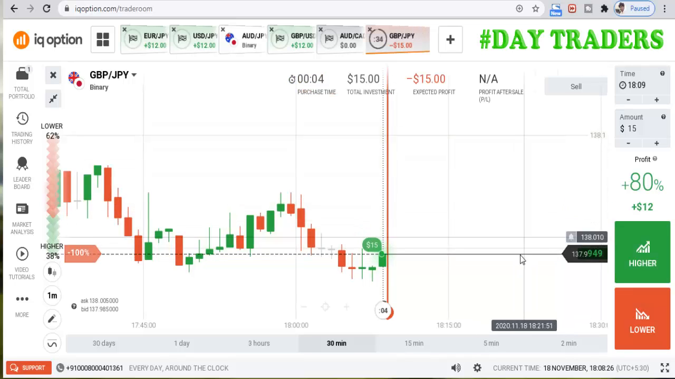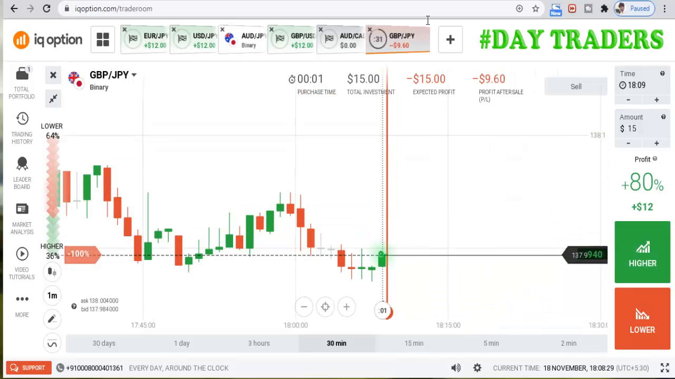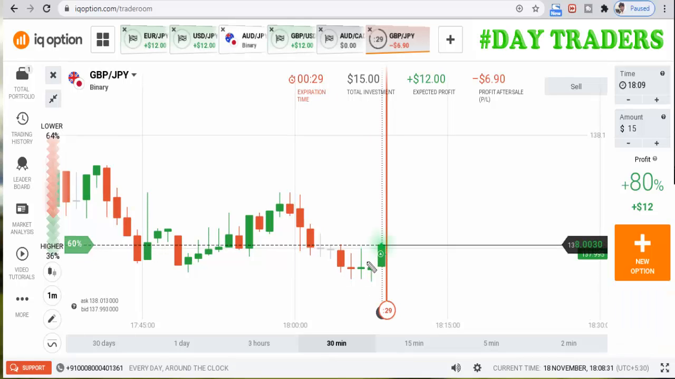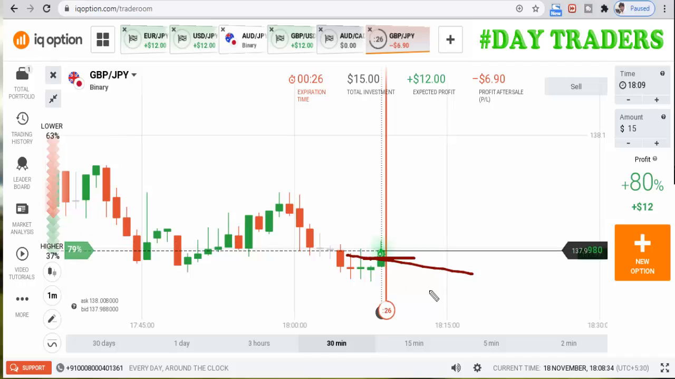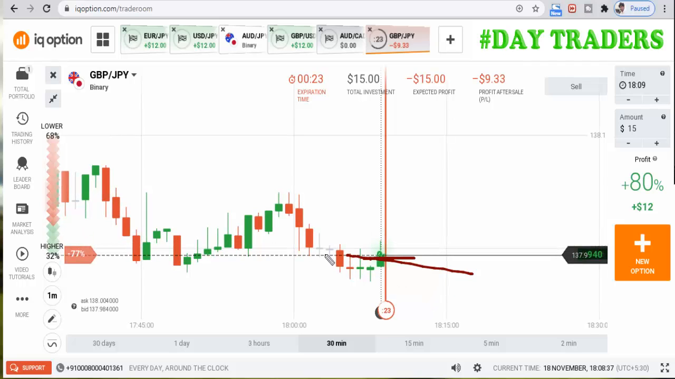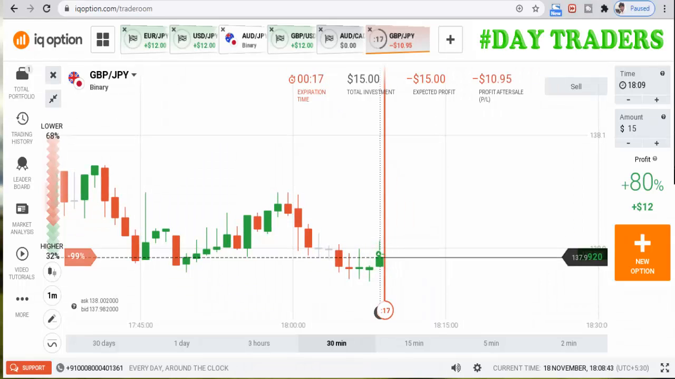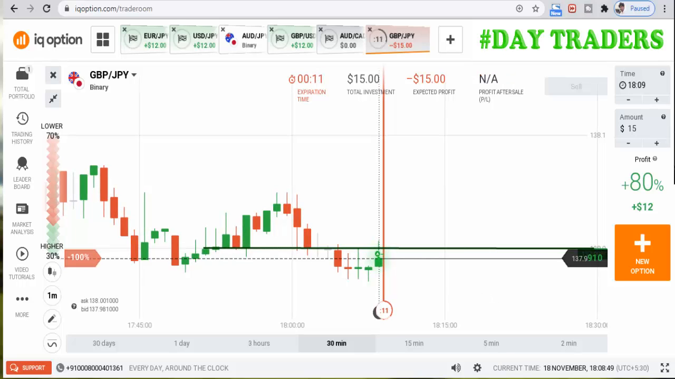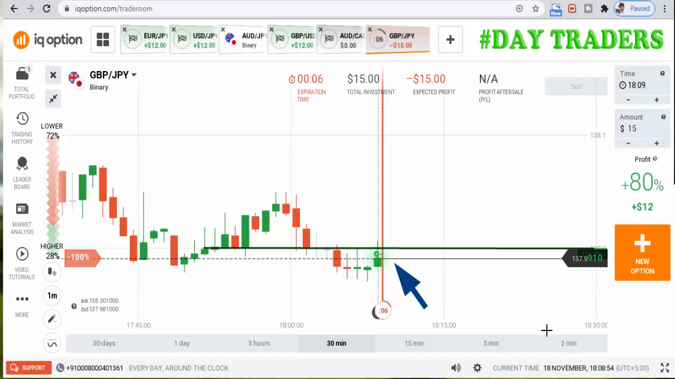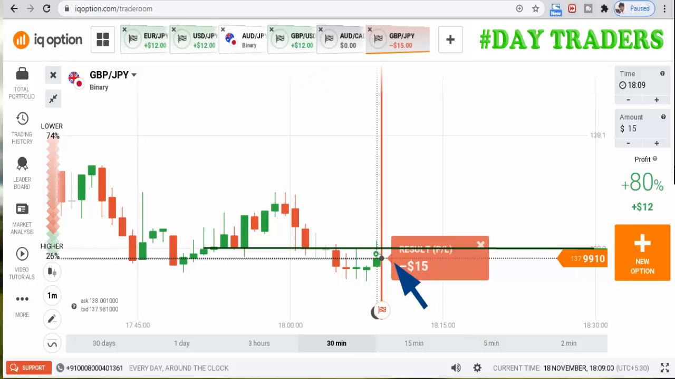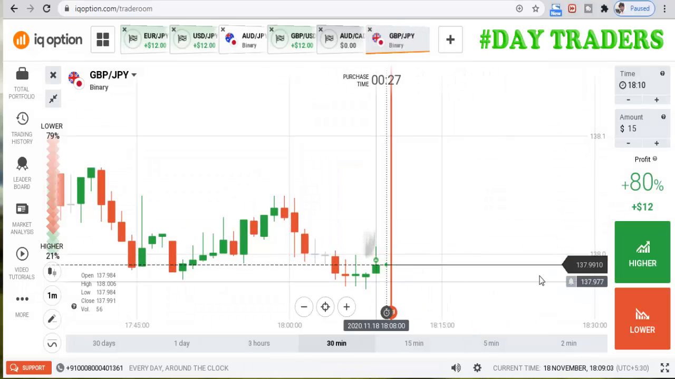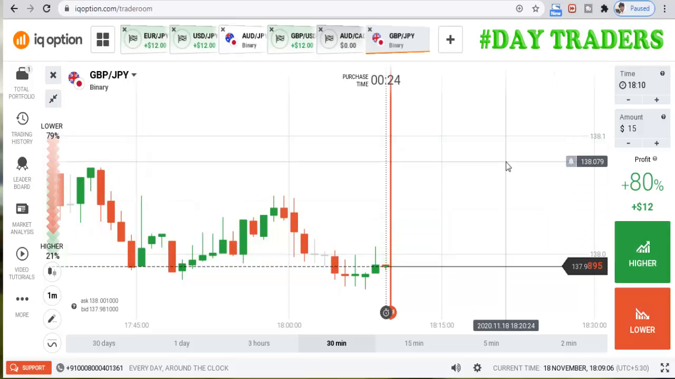Okay, I'll place a higher option. Very late entry. This is a fast momentum. I'm expecting this level, but this is a round number. This is a round number, so we don't know whether this trade wins or loses. Okay, no problem. My late entry gave a loss on my trade.